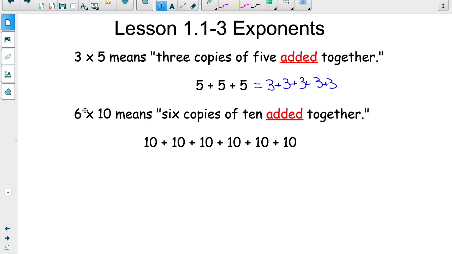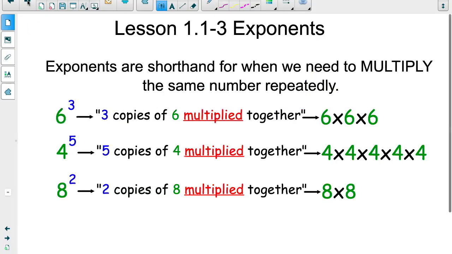6 times 10 can tell me I've got 6 copies of 10. 1, 2, 3, 4, 5, 6, and I'm adding them all together. It could say I got 10 copies of 6, and I'm adding all those together. But that's what multiplication means. So please commit this to memory. It is repeated addition. Now let's talk about exponents on the other hand.